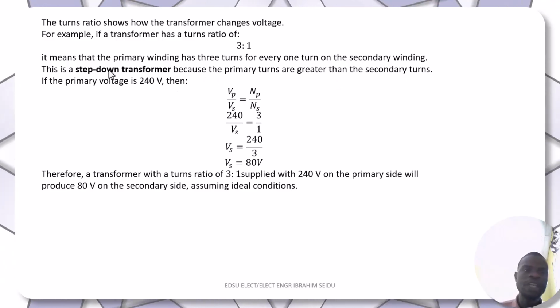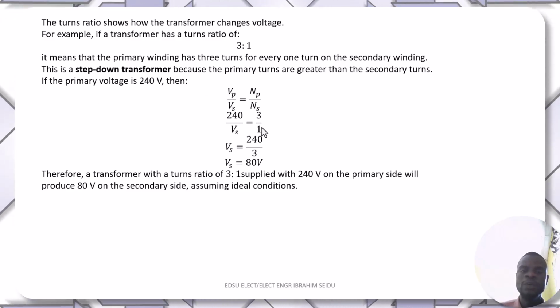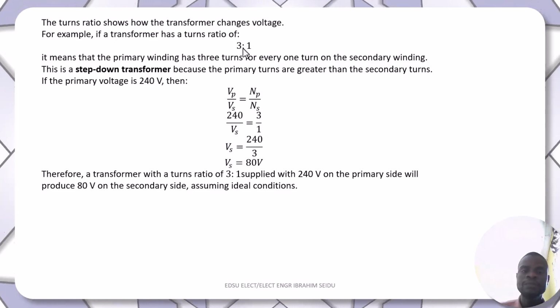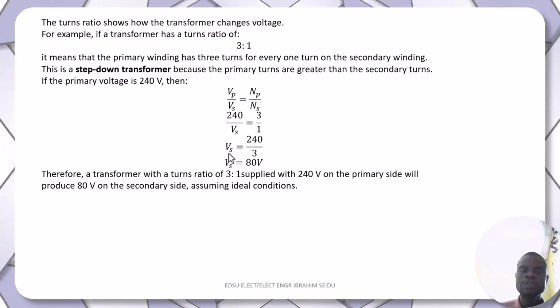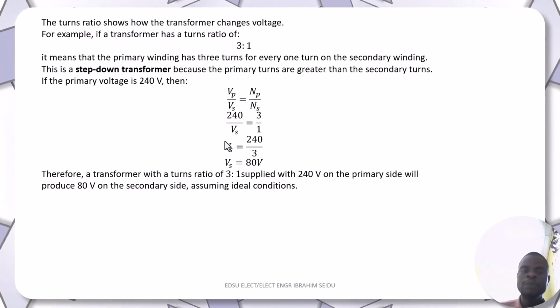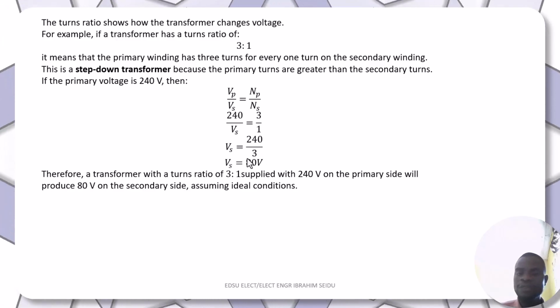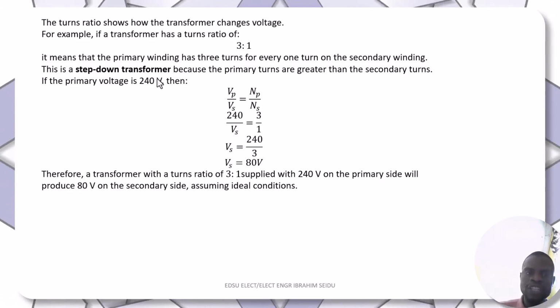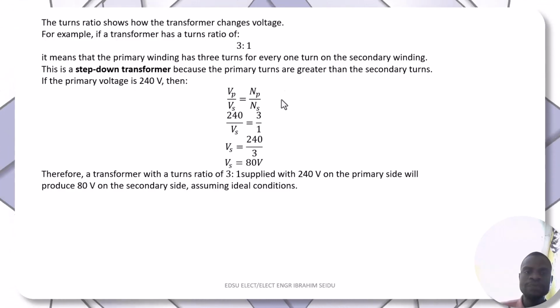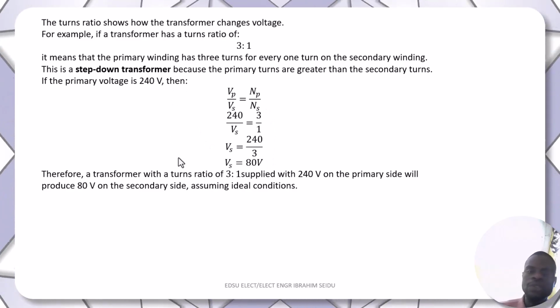Let's assume the primary voltage is 240. Then I should put 240 here. I'm looking for my secondary voltage, and here I have 3 over 1, which is my turns ratio. If I cross multiply, I have VS multiplied by 3 equals 240 multiplied by 1. To get my VS, I have 240 divided by 3. So my VS is 80 volts. My voltage was stepped down from 240 volts to 80 volts. Since my turns ratio is greater than 1, the transformer is a step down transformer.